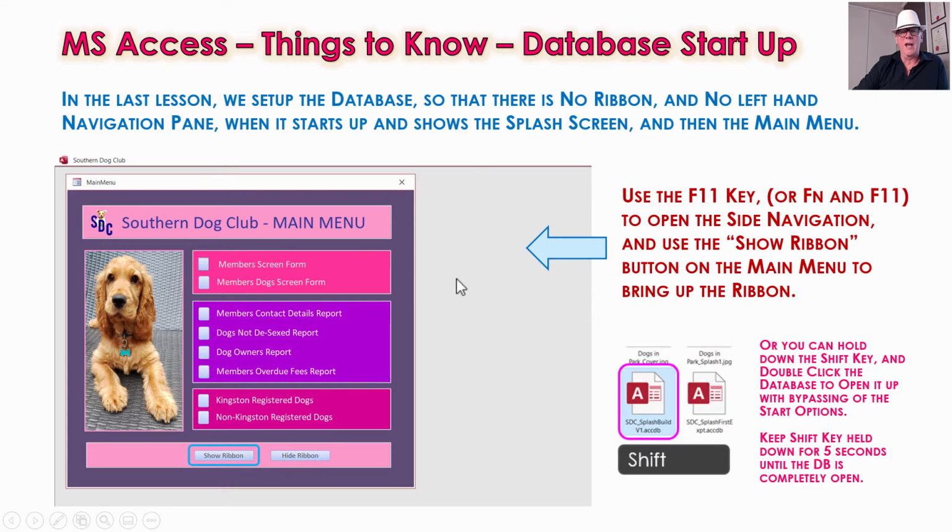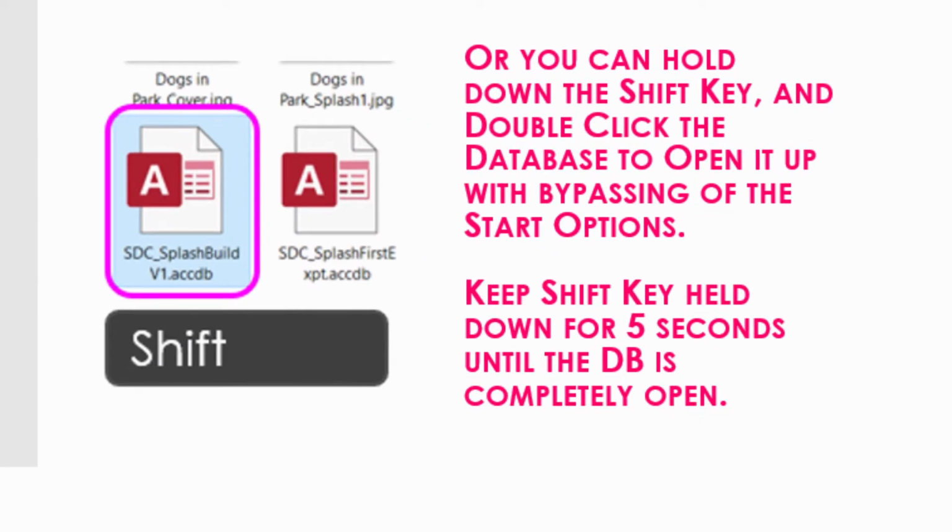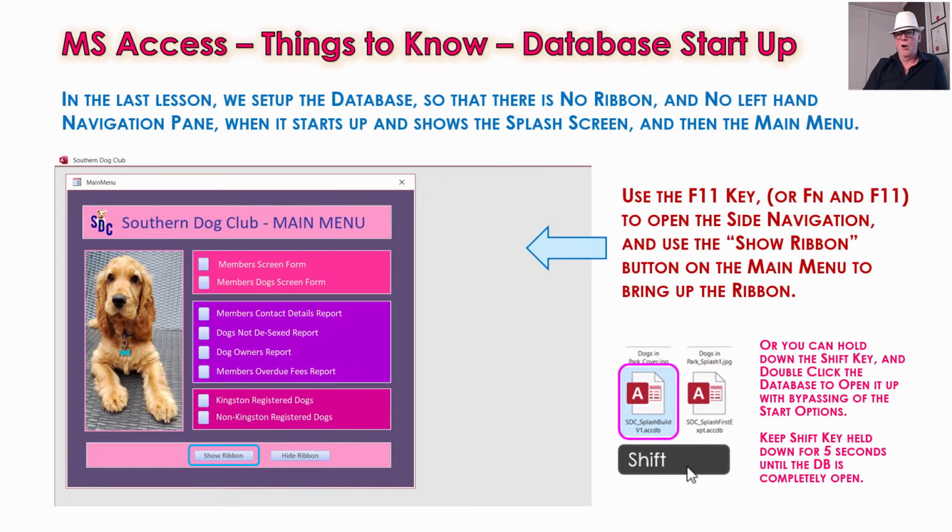Now, if you don't like doing it that way, there is another way which we showed you in the splash screen record. When you first double click to start up the database from your Windows folders, you can hold down the Shift key on your keyboard, and that'll bypass all of the startup settings, and it should just start up in Access normally with all of the Access components showing. All right, so make sure you hold that Shift down for about 5 seconds or so until everything's loaded and opened, if you're going to do that. So if you like doing that, you can. Otherwise, just get the database loaded up with the clean screen like this, and then you can press F11 and click Show Ribbon.